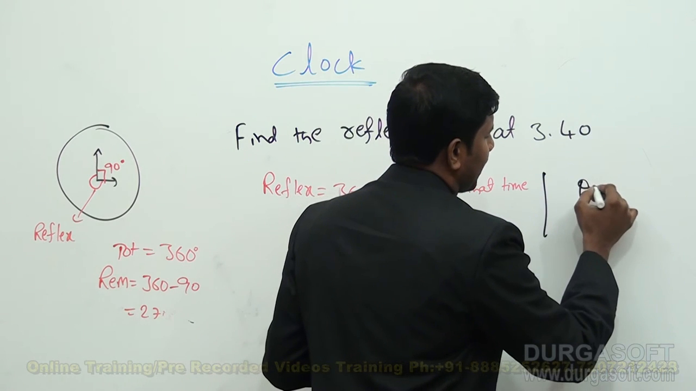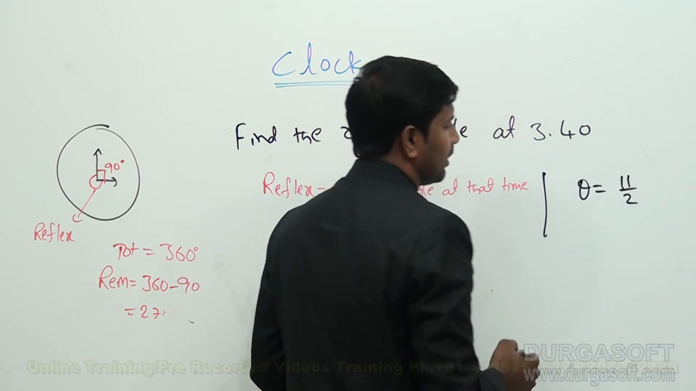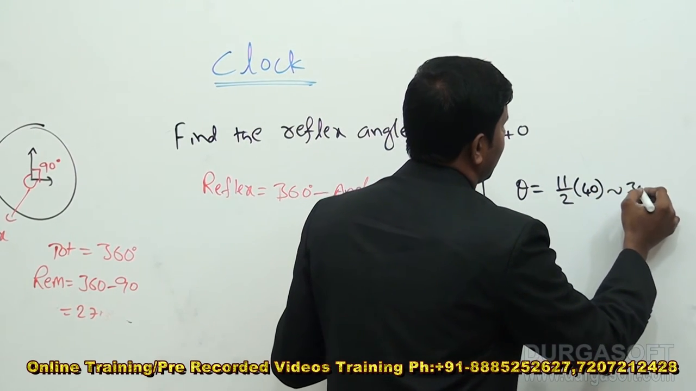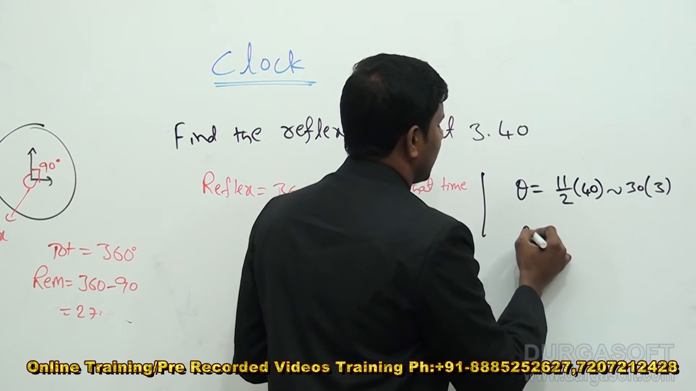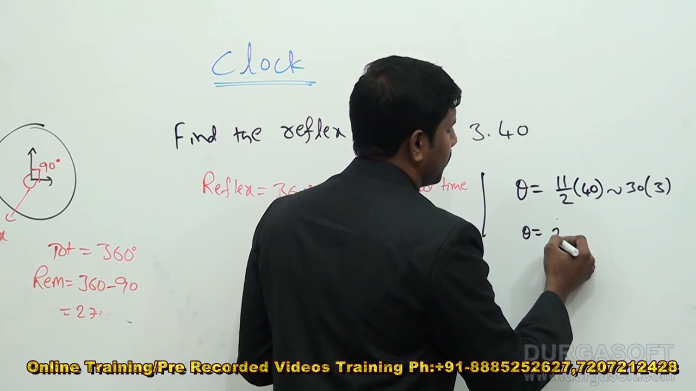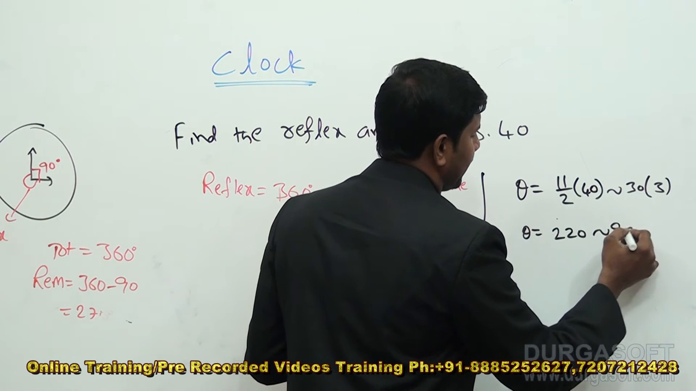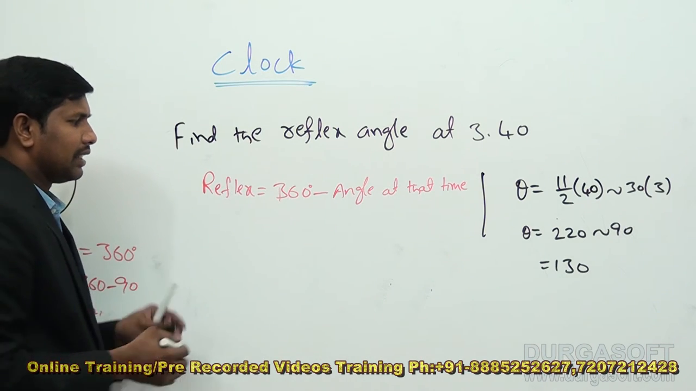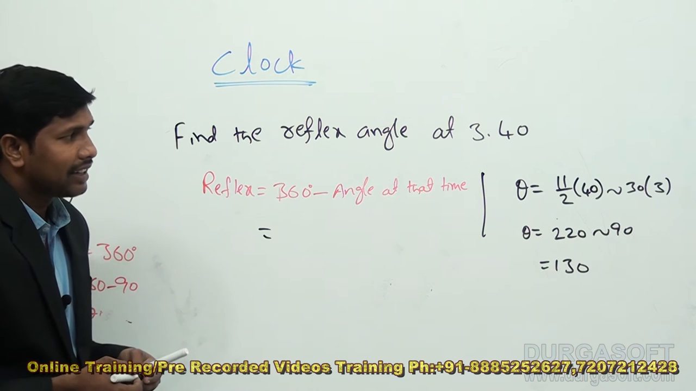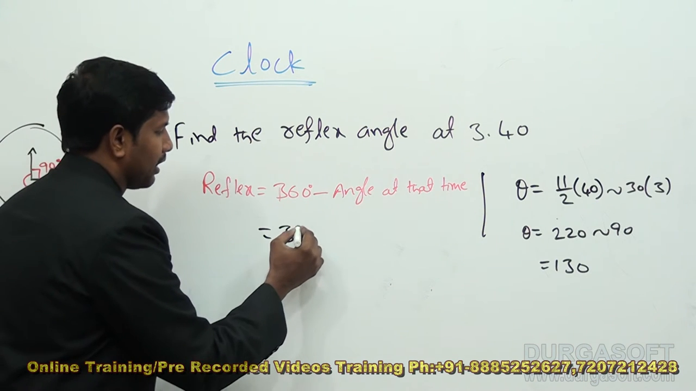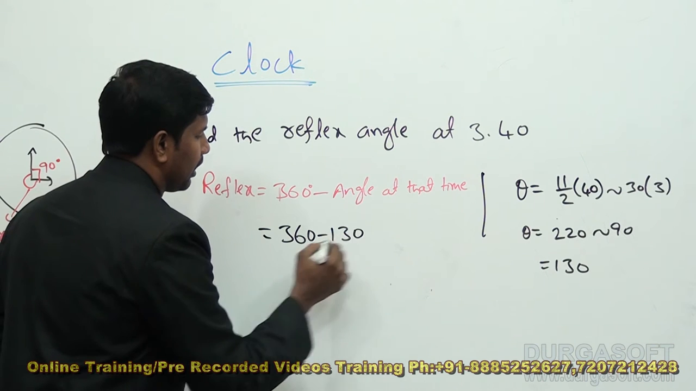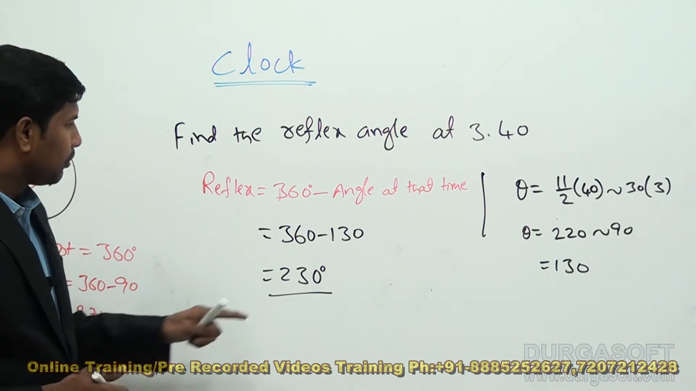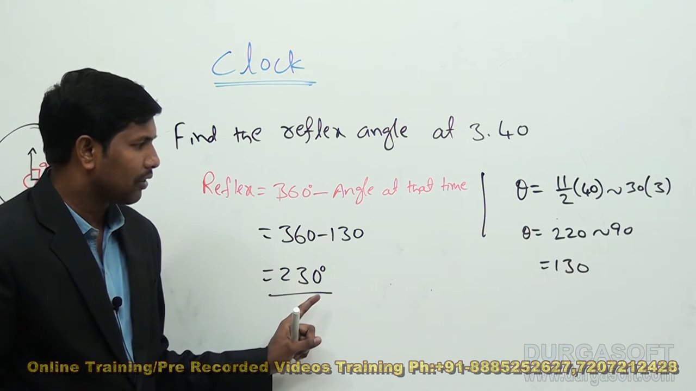Now let us find the angle at 3:40. Theta is equal to 11/2 m, where m is 40, minus 30 into h value 3. So theta equals 20 into 11, which is 220, minus 90. So it is equal to 130. So 130 is the angle at 3:40, but we want the reflex angle. So 360 minus 130, which is exactly equal to 230 degrees. So in this way, the reflex angle here is equal to 230.